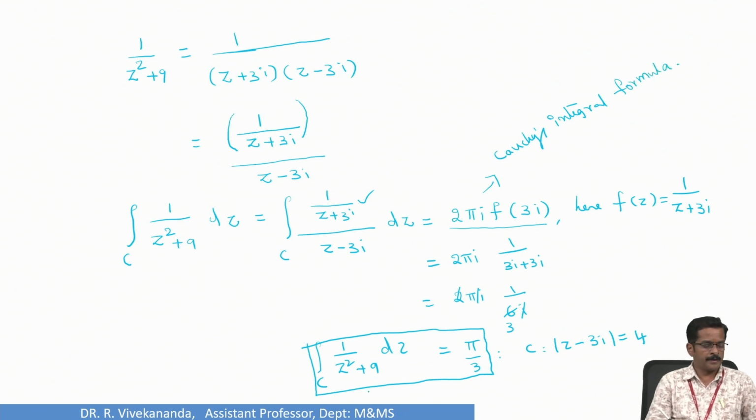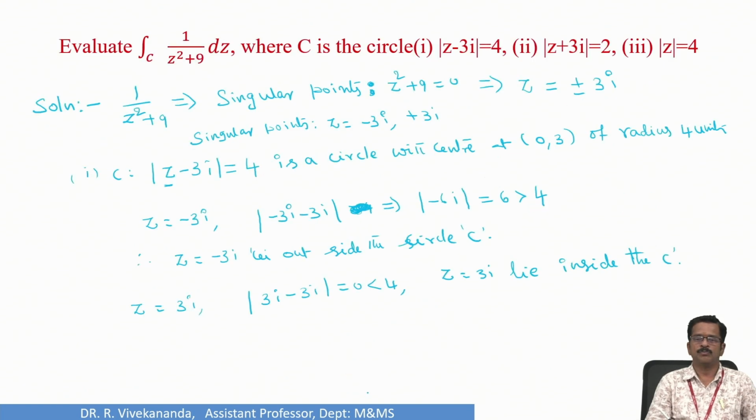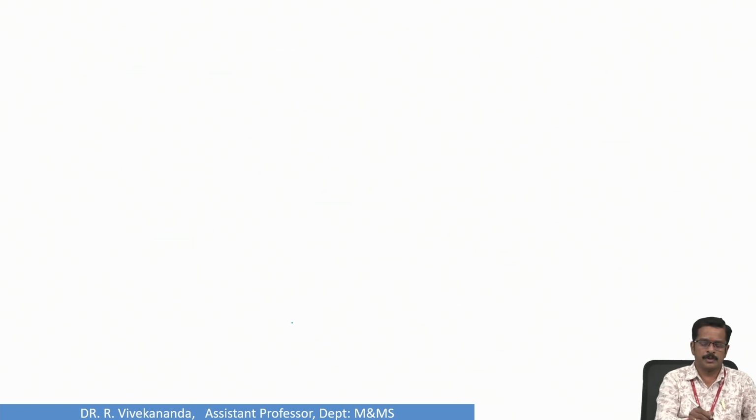Okay. Next, what is the second question? Modulus of z plus 3i is equal to 2. Second question, C is what?